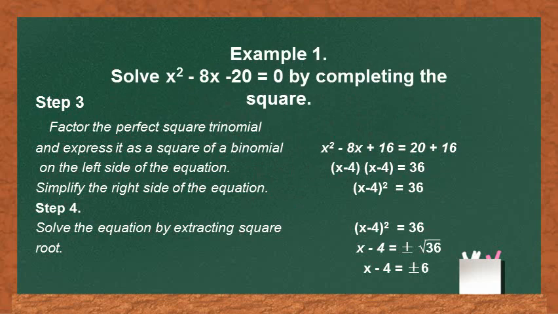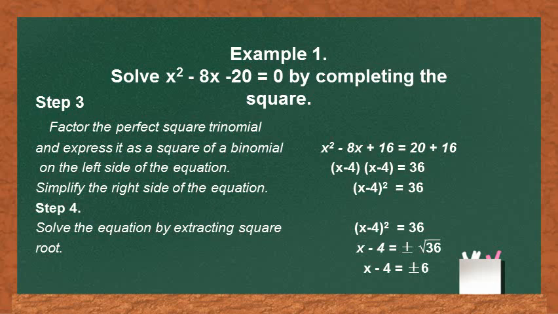Step 3. Factor the perfect square trinomial and express it as a square of a binomial on the left side of the equation. Then simplify the right side of the equation. So we have x squared minus 8x plus 16 is equal to 20 plus 16. So we need to factor x squared minus 8x plus 16. So we have x minus 4 and x minus 4 is equal to 20 plus 16. We have 36. Then we get the square of a binomial. So it will become the square of x minus 4 is equal to 36.